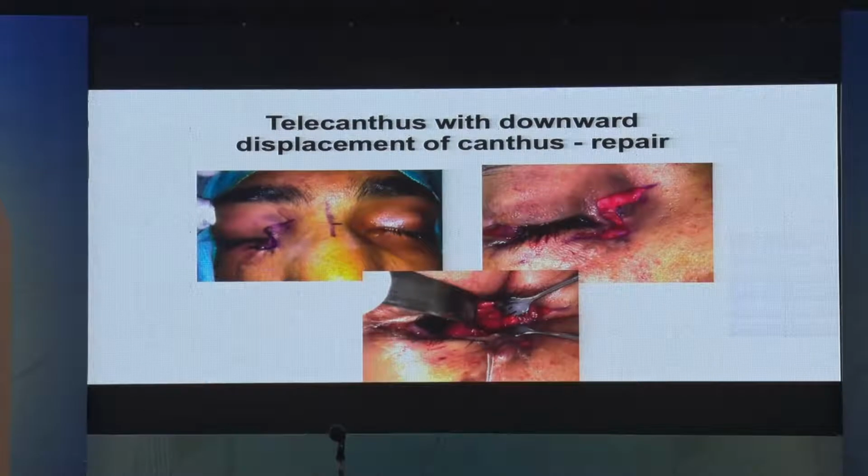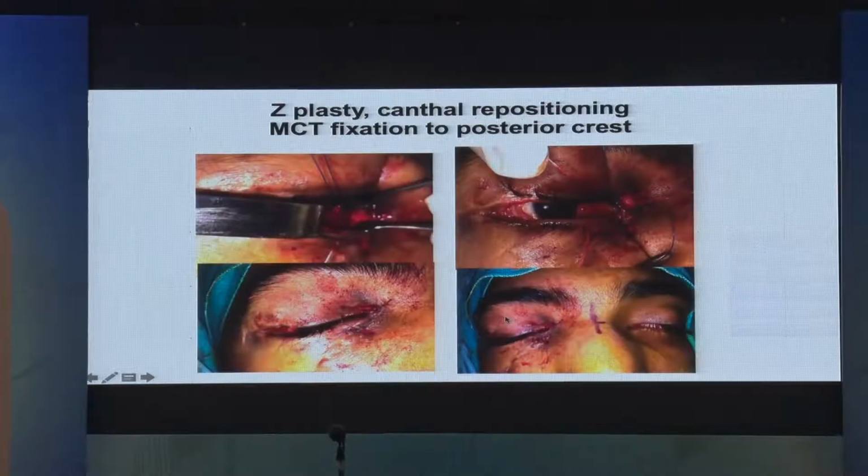Those cases where there is a gross displacement downwards, you may need to combine it with a Z-plasty like this, along with a medial canthal tendon repositioning, which has been done here in order to get the canthus back to its normal position.